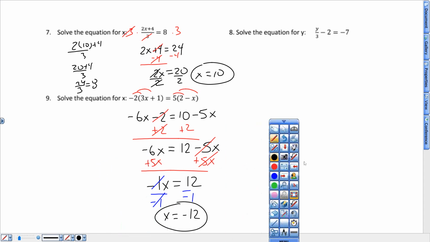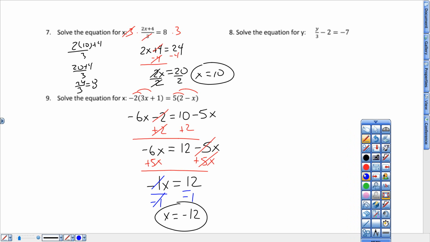All right, moving on. This one. Start by adding this 2. That gives me y over 3 equals negative 5. And then right there, times by 3. And that gives me y equals negative 15.